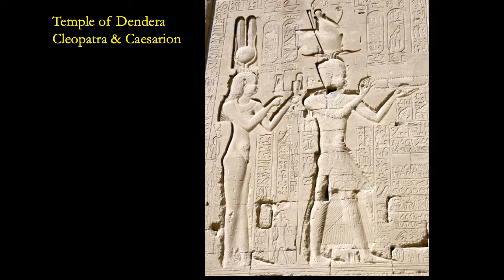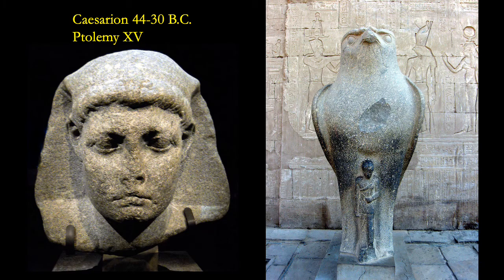son Caesarion. Here's another image of him on the left, looking with quite a grimace here, and on the right here he is under this Horus falcon. I believe that's also at Dendera.